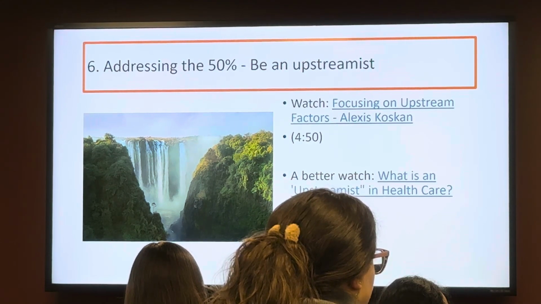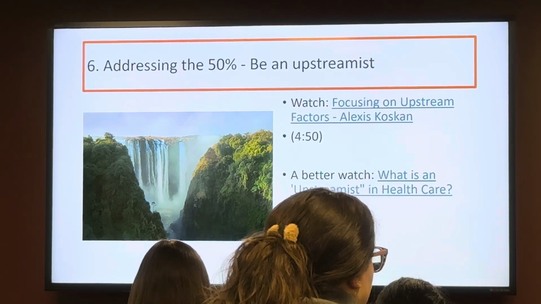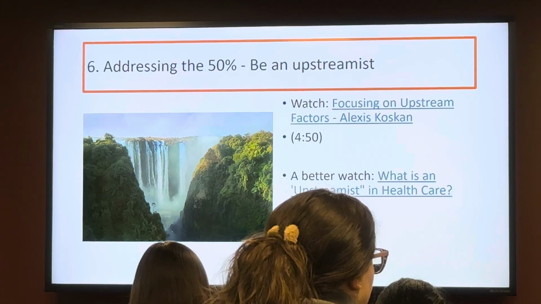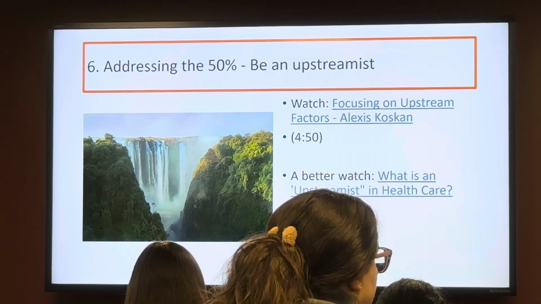So basically, the concept of an upstreamist is you look at those things up above the waterfall. Why are people falling in the river? And what can you do to keep people from falling in the river to begin with? It's pretty simple. It's basically a public health approach to improving population health. So, as y'all work on your poster presentations and so on in those projects, probably you can either pick a downstream approach or an upstreamist approach, and both of those are fine. All right. Any questions about anything so far?